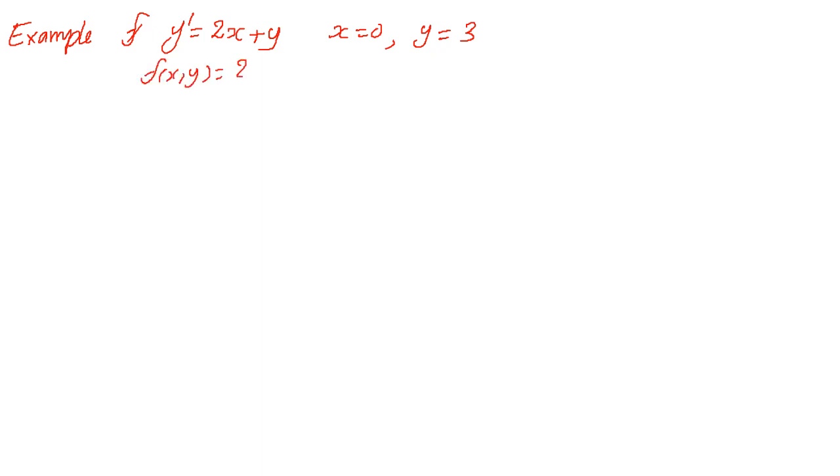Okay, let's consider one numerical example. Let y dash be equal to 2x plus y for simplicity, it doesn't matter. Then at x equal to 0, say y is equal to 3, it doesn't matter. So our f of x, y is nothing but 2x plus y. Now how do we proceed?